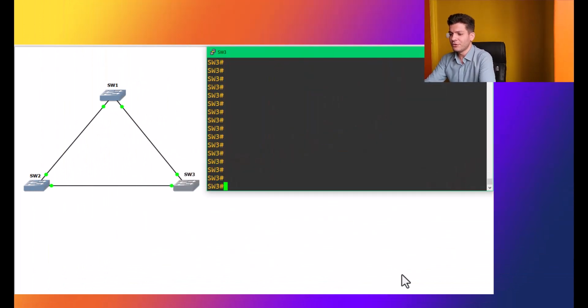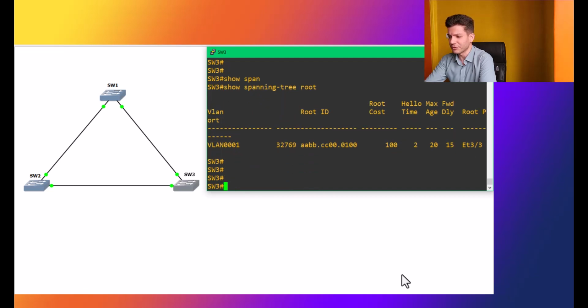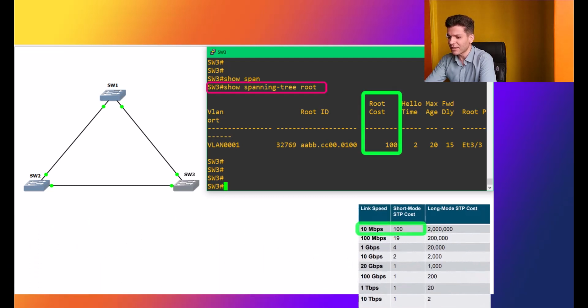Firstly, let me show you the spanning tree cost method. Now we see it is short by default, right? And we see the spanning tree cost with show spanning tree root. As a result, the cost is 100 because the interface bandwidth is 10 megabits. And after switching to long mode, it's supposed to be 2 million.